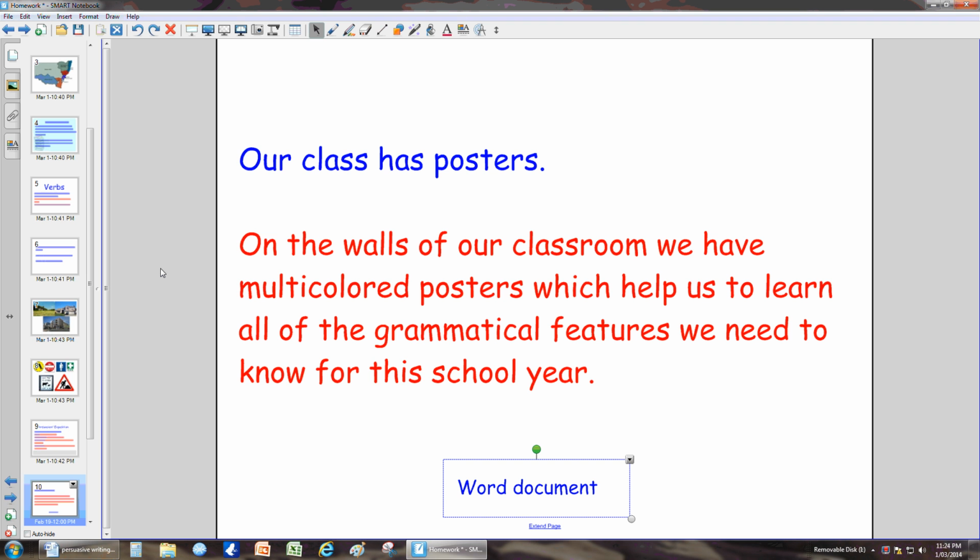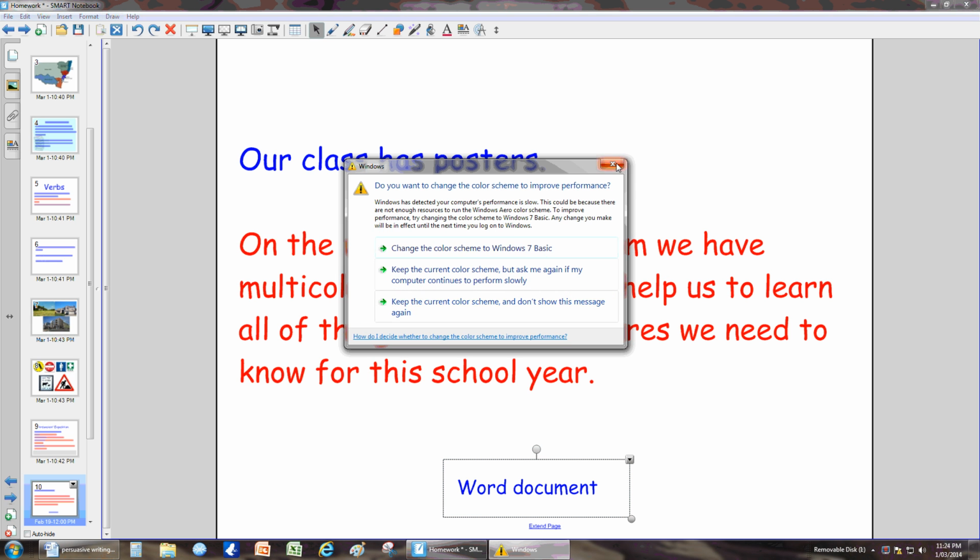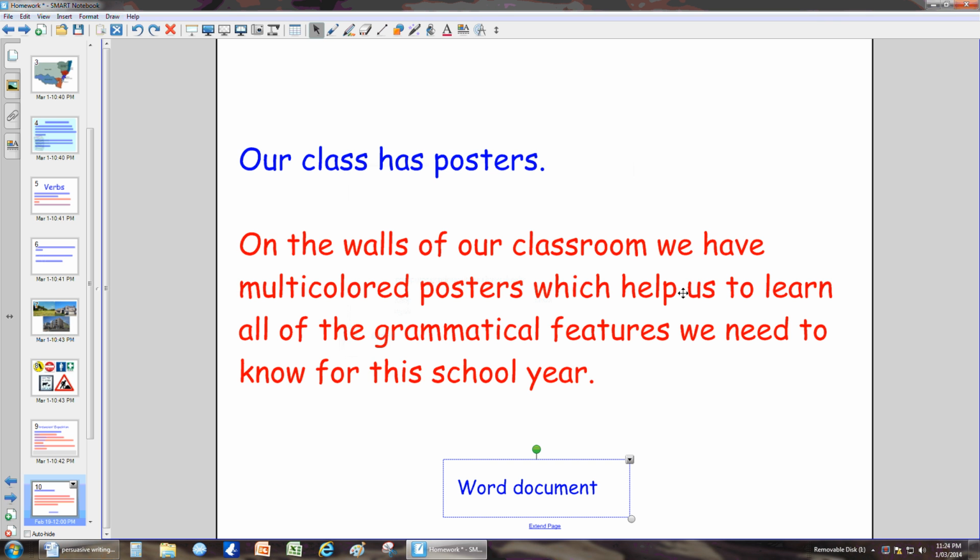Hopefully, with our sentences and our paragraphs, we're really starting to use long, complex sentences. I have 2 sentences here, a blue one and a red one, and they both say the same thing, but they are different. Our class has posters. Well, yes, we do. On the walls of our classroom, we have multicolored posters which help us to learn all the grammatical features we need to know for this school year.